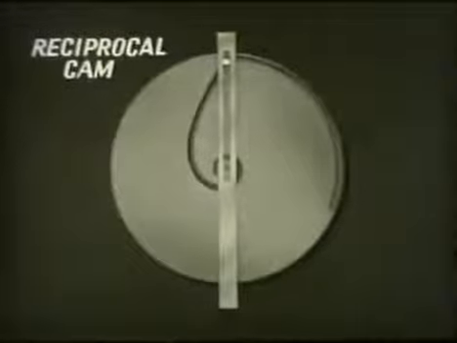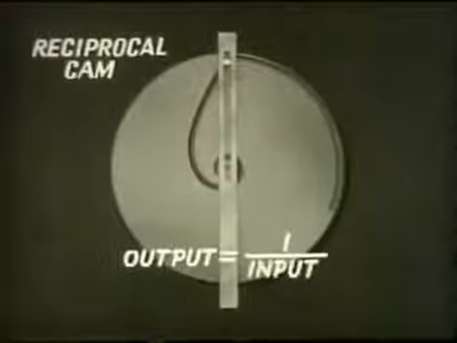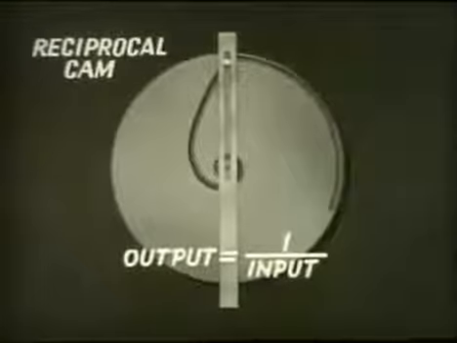In the reciprocal cam, the output is equal to 1 divided by the input. The working surface is constructed by plotting points on radii. This distance on line 1 represents 1. Half this distance on line 2 represents the reciprocal of 2, or 1/2. 1/3 on 3, and so on.